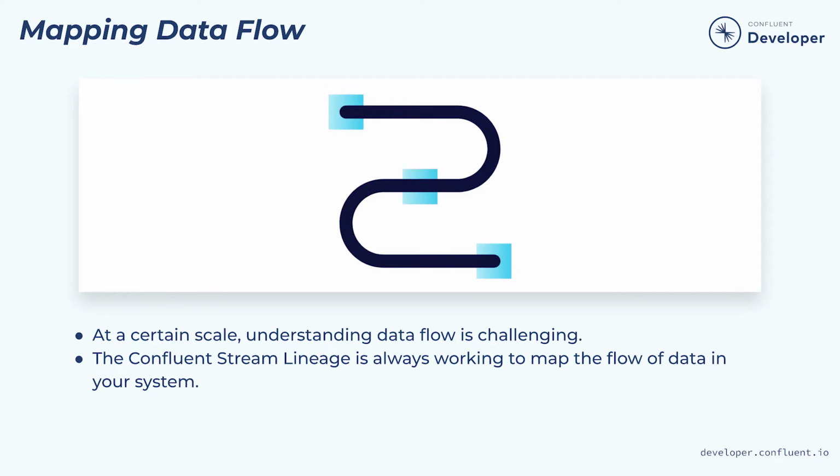Once our system reaches a certain scale, understanding how the pieces fit becomes challenging. It's too big of a problem for a human to solve. And even if we could, there's no guarantee we'd be operating with current data. Thankfully, the Confluent stream lineage is always working to solve the puzzle by mapping the data flow as it happens.